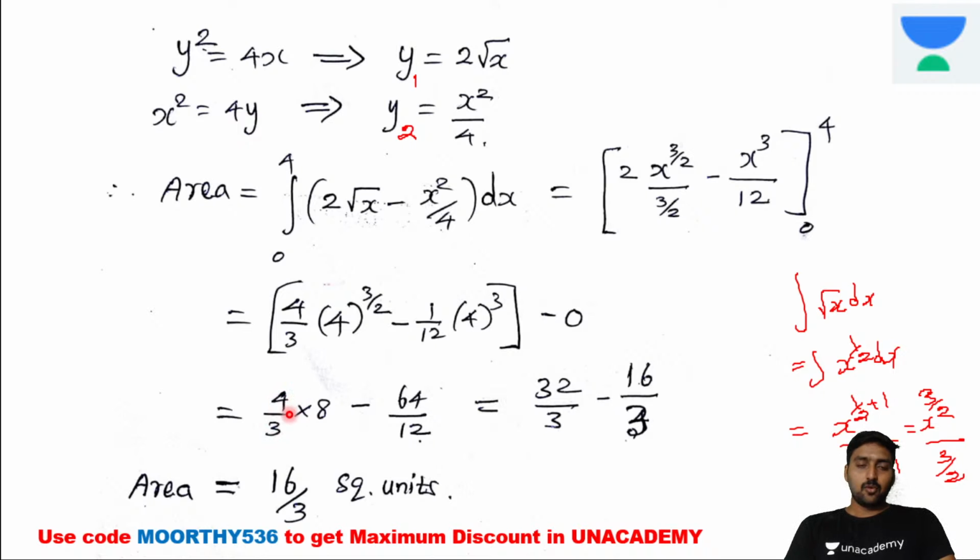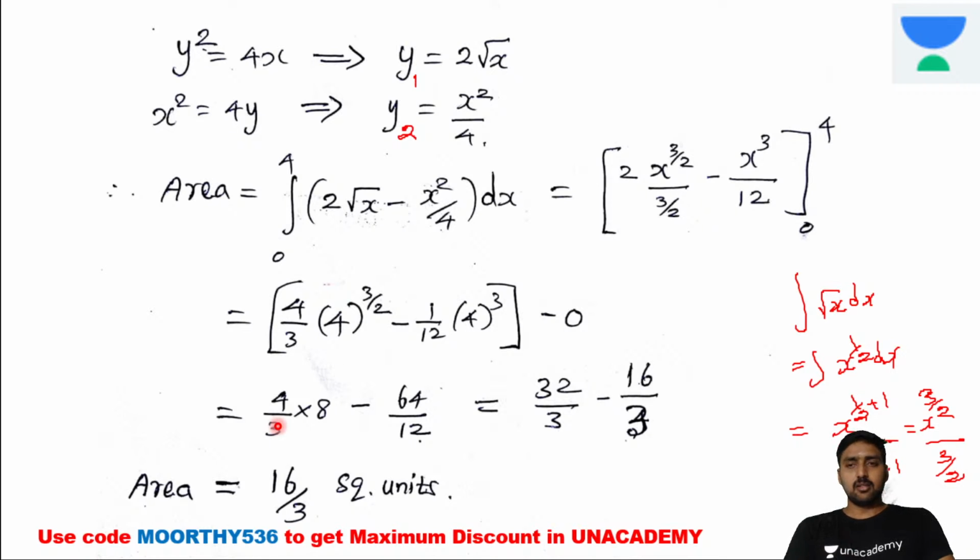Okay. Now 4 divided by 3 into 4 power 3 divided by 2, which is 2 power 3, because the square root of 4 is 2, and 2 power 3 is equal to 8. Now it's 32 divided by 3 minus 64 divided by 12, which is 32 divided by 3 minus 16 divided by 3. Finally, the area bounded by these two parabolas is equal to 16 divided by 3 square units.